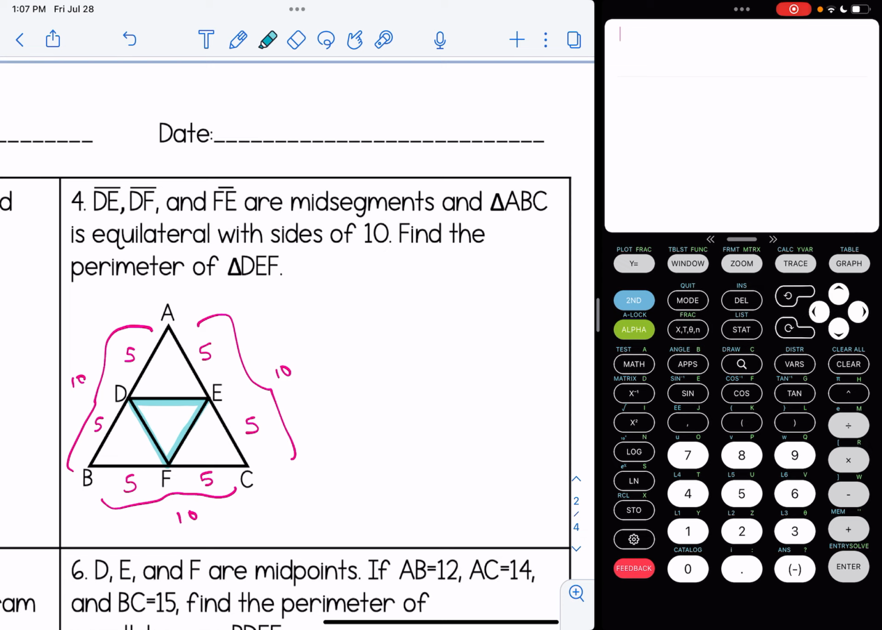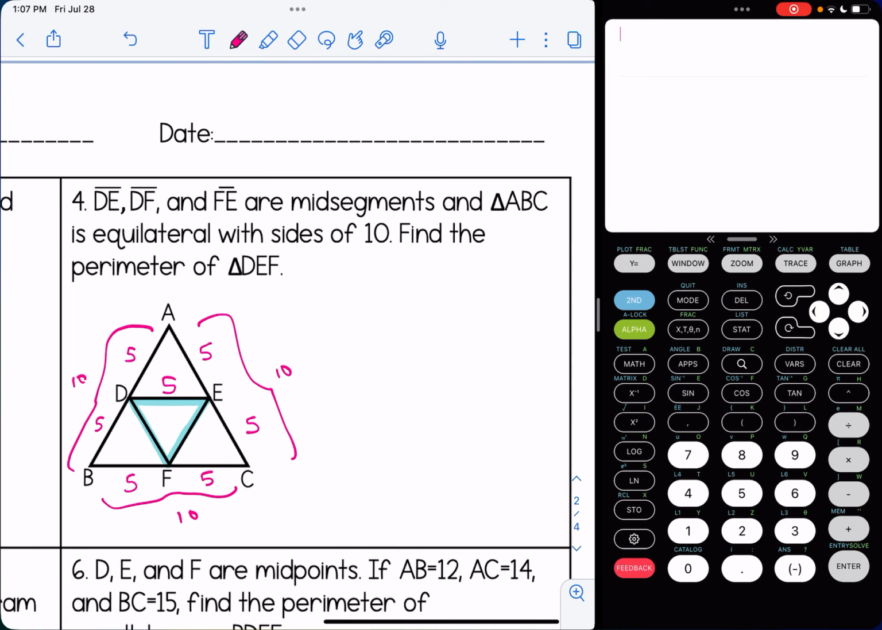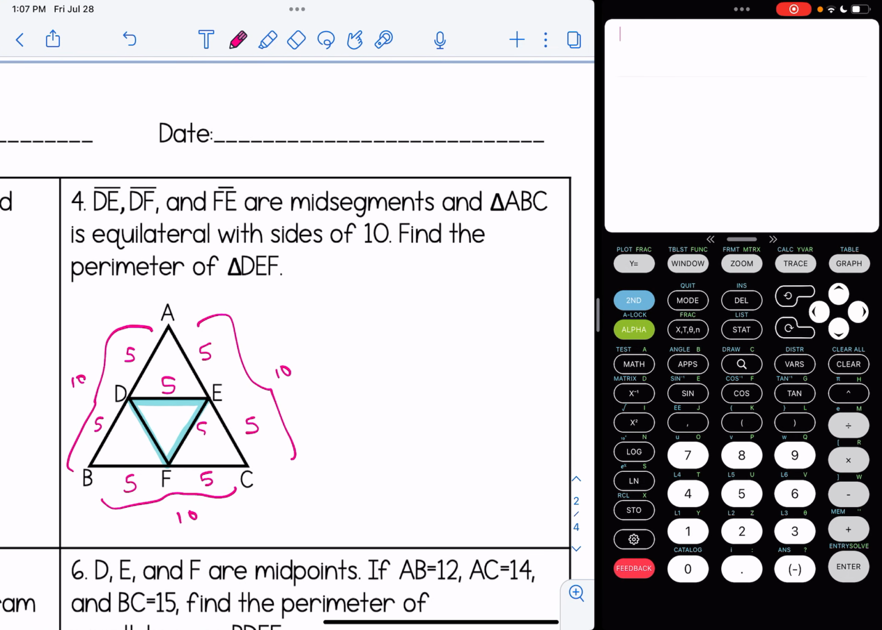Well, I could find each one of them because they're each a midsegment, so they're each going to be half the length of the side it's parallel to. So DE is parallel to BC, so it must be half its length, so 5. FE is parallel to BA, half of 10 is 5, and I'm going to have the same logic over here for DF. So our perimeter is 5 plus 5 plus 5, or 15 units.